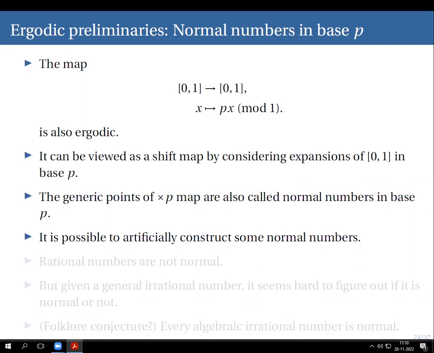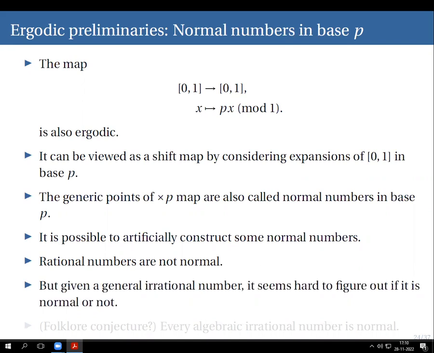As far as I understand it, it might be possible to artificially construct some normal numbers. Rational numbers are not normal numbers. But if you give me an irrational number in general, I think it's hard to figure out whether it's normal or not. One of the folklore conjectures is that if you give me an algebraic but irrational number, then it's normal. And I don't even know if there's a single algebraic irrational number that's proven to be normal. Someone told me this. So I don't even know if there are examples of algebraic irrational numbers that are normal.